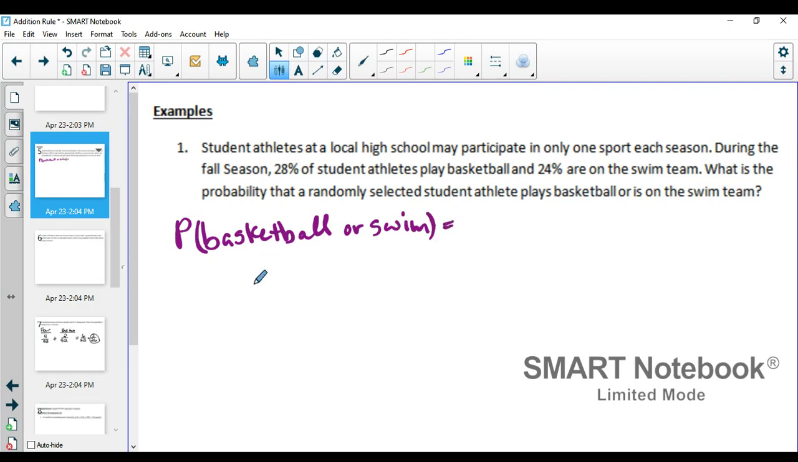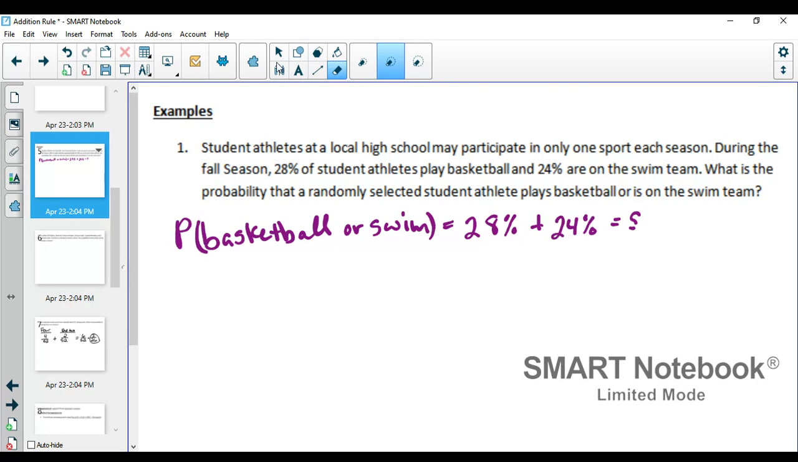Okay. So the probability of somebody playing basketball is 28%. And then we're adding to that the probability that someone is on the swim team, so the 24%. So then 28 plus 24 is 52%, if my math is correct. Oops, it's a really bad 52. So 52%. So 52% of kids in that high school play either basketball or are on the swim team.